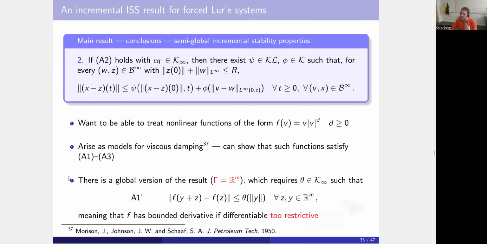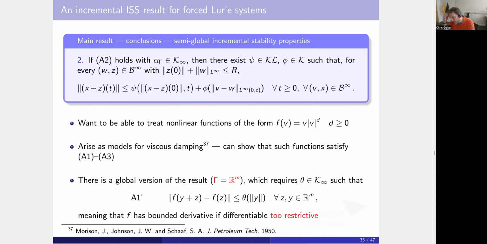So as a nonlinear term that we have in mind are functions of the form v times the absolute value of v to the d. So these are sort of monotone functions, and they're superlinear, right? They grow faster than linearly. And these arise in various viscous damping models. So again, the connection to kind of wave energy. And you can show that such functions do indeed satisfy A1 to A3.